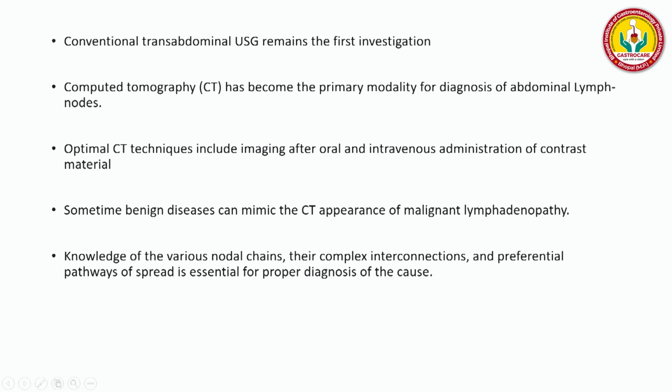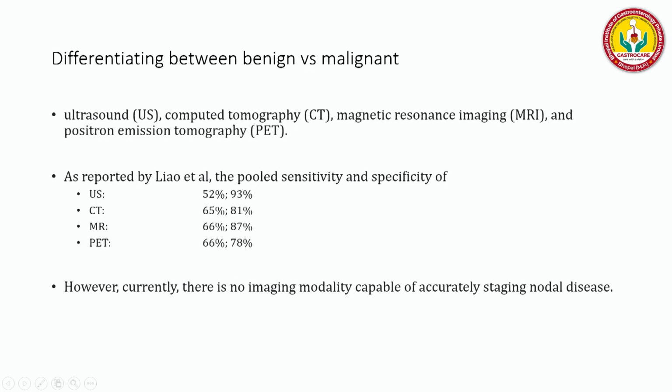So conventional abdominal ultrasound remains the first investigation. CT is the primary modality to confirm these abdominal lymphadenopathies. The optimal technique is a contrast enhanced CT to diagnose and to define these lymph nodes. Some of these benign lymph nodes can sometimes appear like malignant lymphadenopathy, and knowledge of the various nodal chains is very important to decide whether it is benign, malignant, or due to other causes. So these are the features by which you can differentiate.